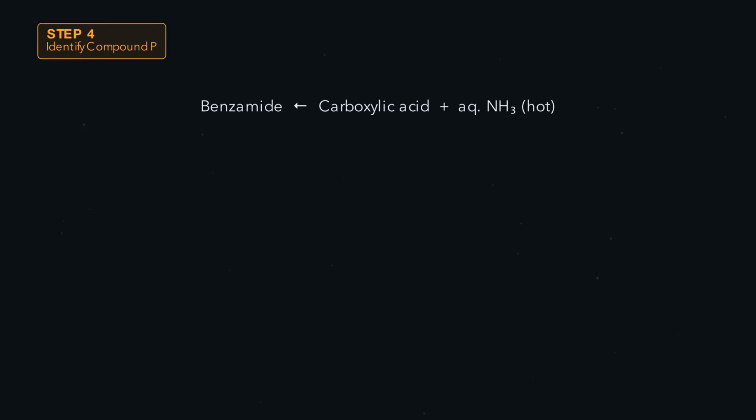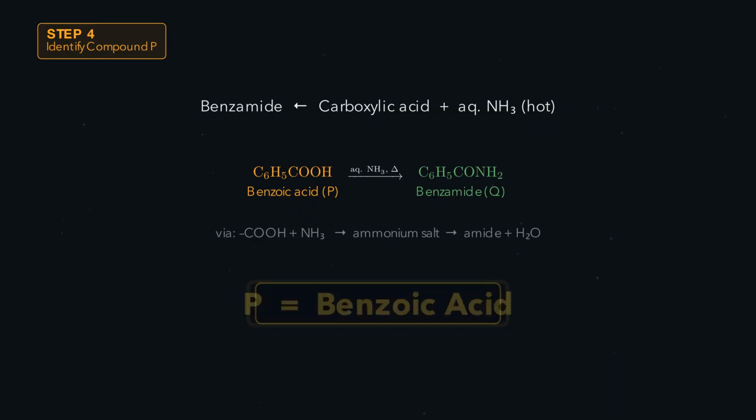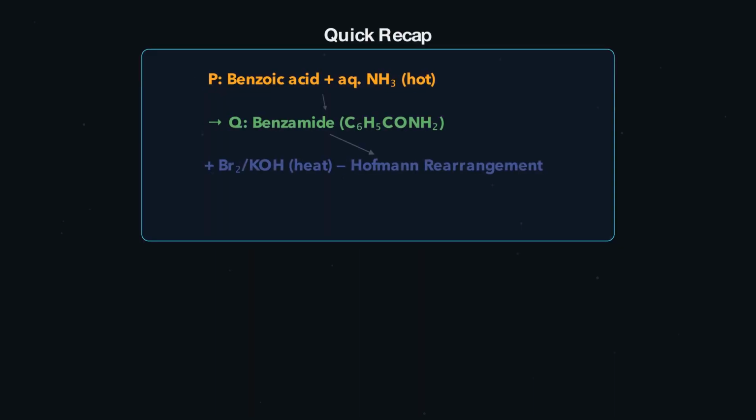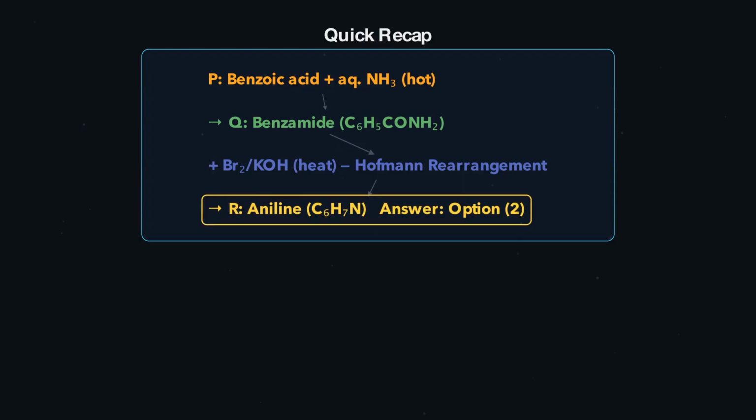With Q as benzamide, tracing back to P is straightforward. Benzamide forms when benzoic acid reacts with aqueous ammonia under heating. The carboxylic acid converts to the amide via an ammonium salt intermediate. Benzoic acid gives benzamide. Benzamide gives aniline. That's option 2. C6H7N was the diagnostic clue all along, uniquely pointing to aniline and locking in the entire chain.